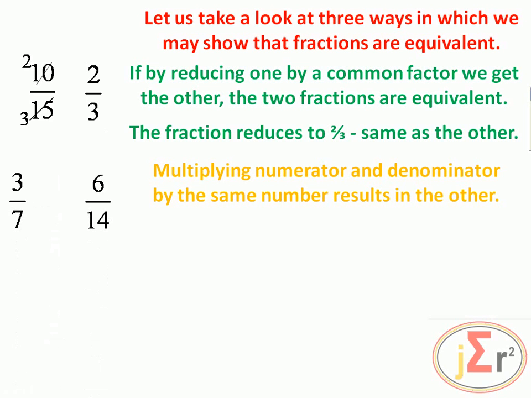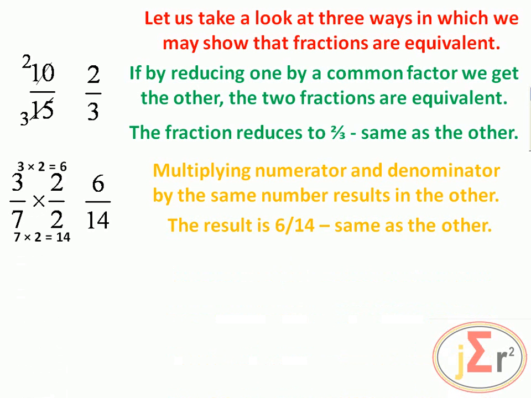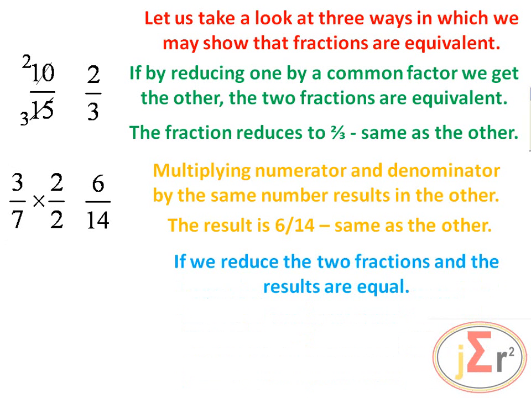So the other way to tell if fractions are equivalent is by multiplying the numerator and the denominator of the fraction by a common factor. So we are multiplying both numerator and denominator by 2, a common factor of 2. So 3 2s, 6. 2 7s, 14. So the result is 6/14, which is the same as the other. Therefore, the two fractions are equivalent. The third way is if we reduce the two fractions and the results are equal.